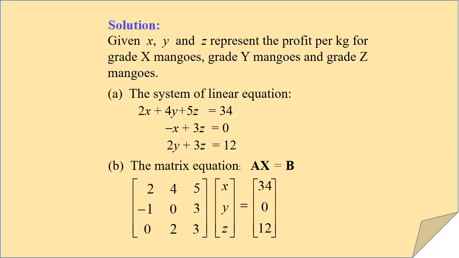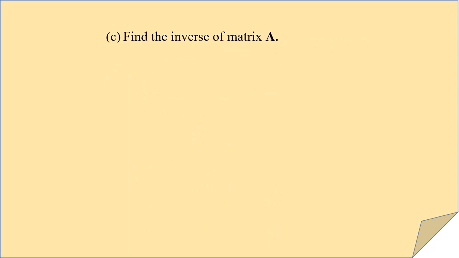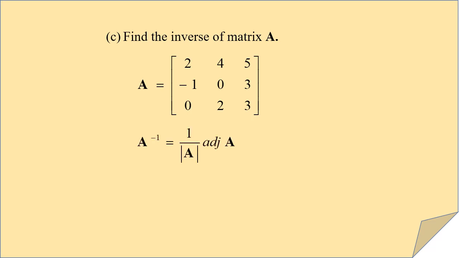So now we found question B already. For question C, find the inverse of matrix A. So what is matrix A? So this is our matrix A. We want to find the inverse. So how many methods can we use to find the inverse? There are two methods, right? The adjoint method and the AB equal to KI method. But we don't have any information to use the AB equal to KI method. So what we need to do is to apply the adjoint method. So to apply the adjoint method, the formula is 1 over determinant times adjoint A. So we have to find the determinant, we have to find the adjoint. So what we need to do first of all is to find the adjoint first.